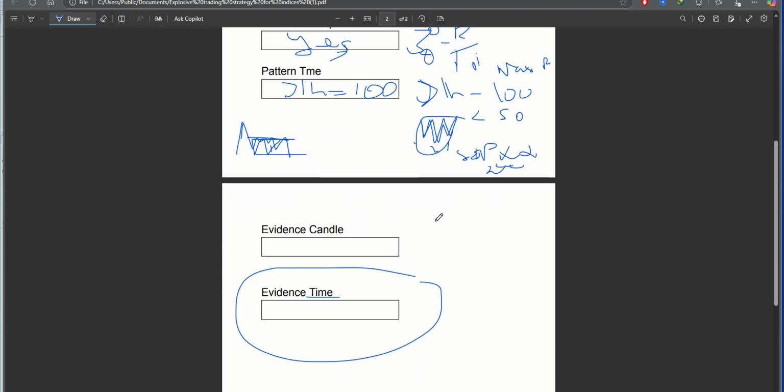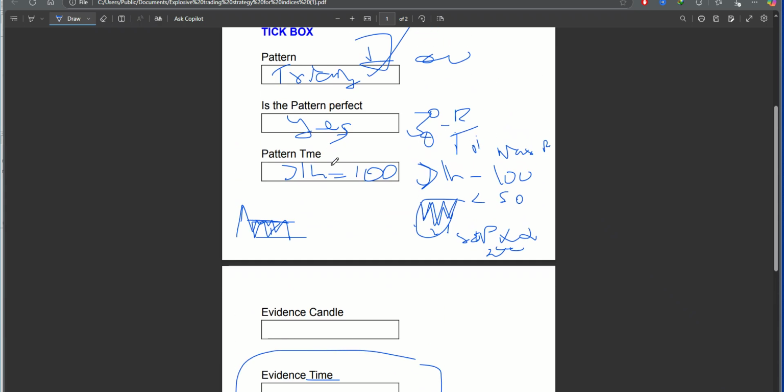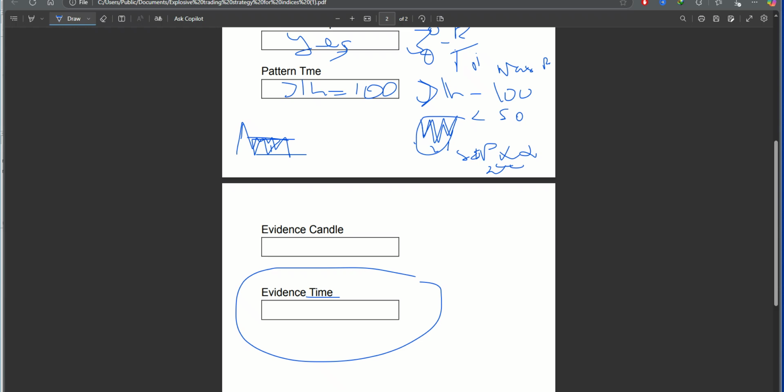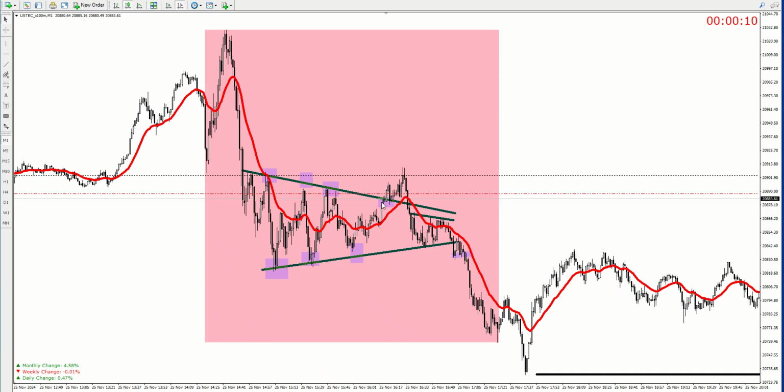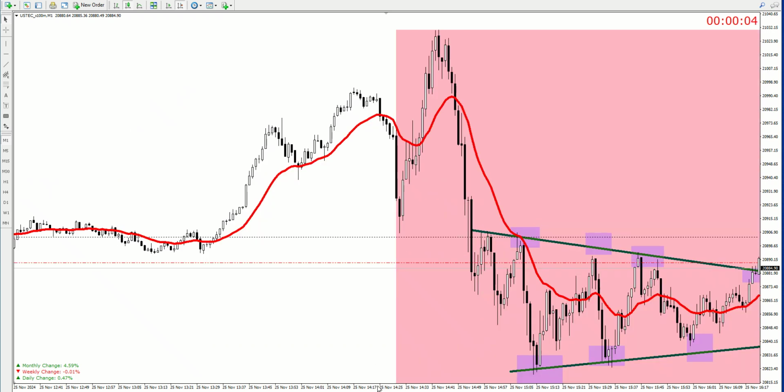Let's just proceed with this. So you see, you feel this thing here, it's going to help you a lot, okay? So let's proceed. What do we need? Evidence. What did we say? Evidence is the biggest candle that breaks out, okay?